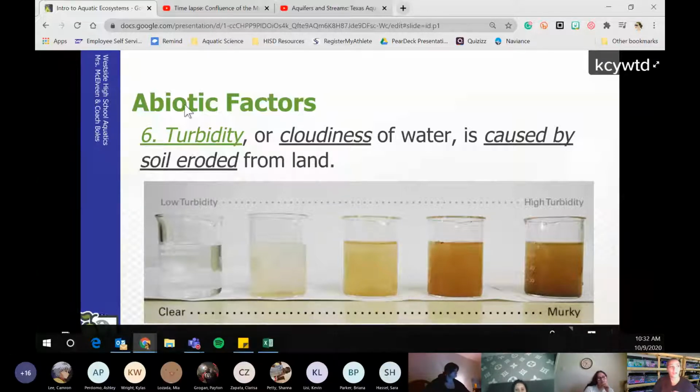So turbidity is the last abiotic factor. That's the cloudiness. Obviously, you're going to have animals here that are able to survive in turbid water, can see food, have adaptations to find food and to survive, versus other animals that don't have that ability, won't be able to survive in turbid water.